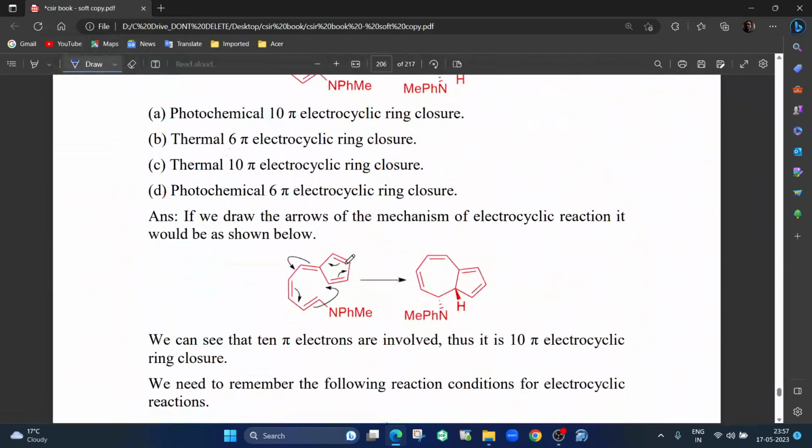Mechanism will be this goes here, this comes here, then this comes here, this comes here, and you get this structure. So how many pi electrons are involved? 2 plus 2 is 4, plus 2 is 6, plus 2 is 8, plus 2 is 10. So very clearly it is either option A or option C. Now we have to know whether it is photochemical or thermal.